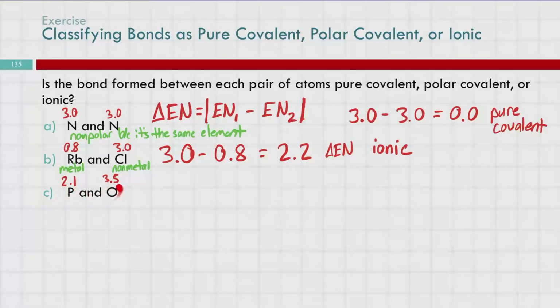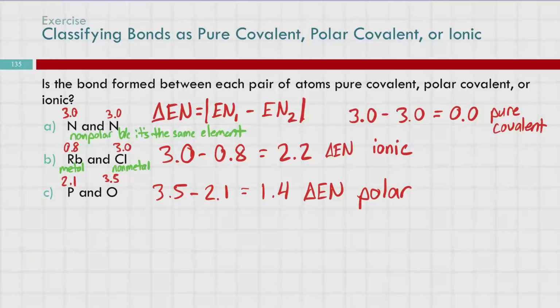For P and O, we're going to do 3.5 minus 2.1. We get a value of 1.4 for our difference in electronegativity. And that's going to be our polar bond. It's between 0.4 and 2.0.